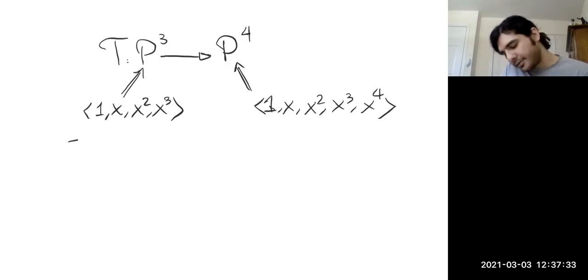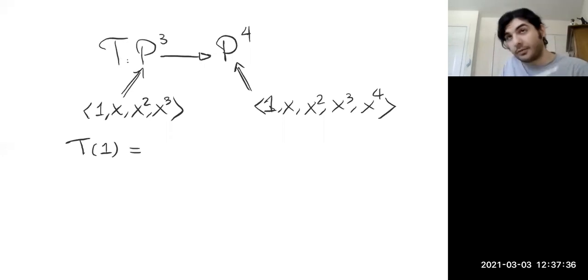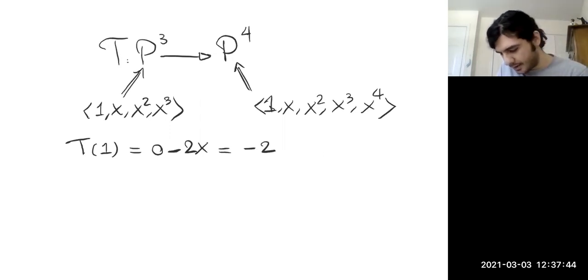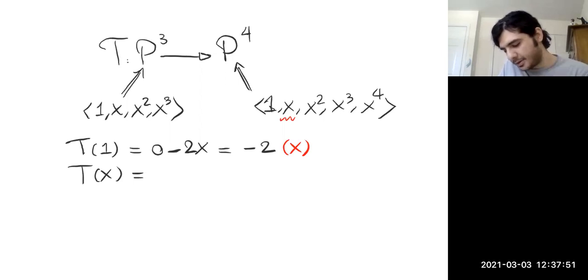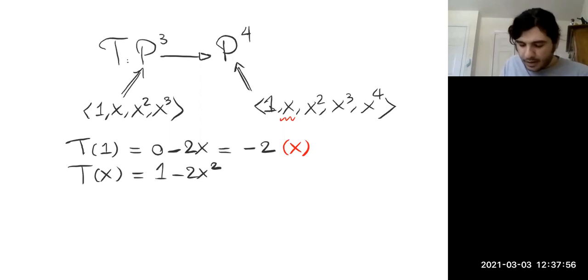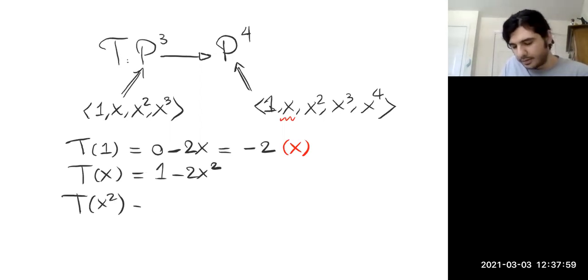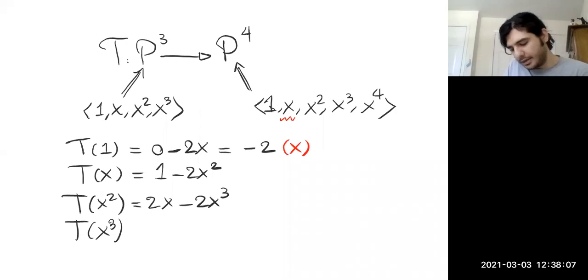I should see what T is of each one of them. T of 1 is the derivative of 1 with respect to x, which is 0, minus 2x times 1. So it is minus 2 times x. What is T of x? T of x is the derivative of x with respect to x, which is 1, minus 2x times x, which is x squared. What is T of x squared? It's 2x minus 2x times x squared, which is x cubed. And T of x cubed is 3x squared minus 2x to the 4.